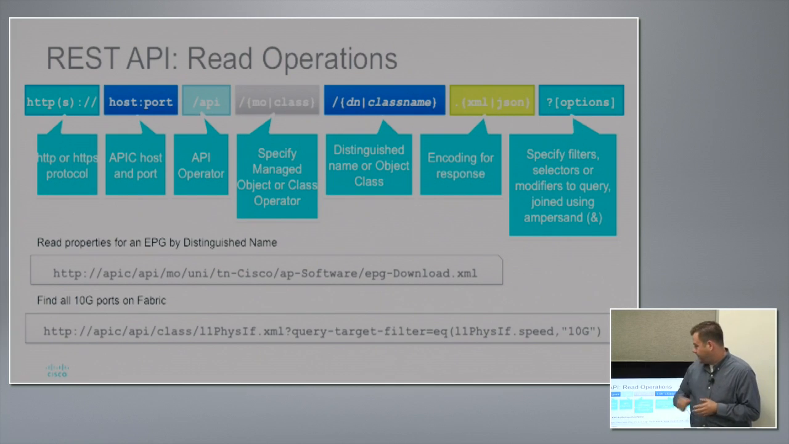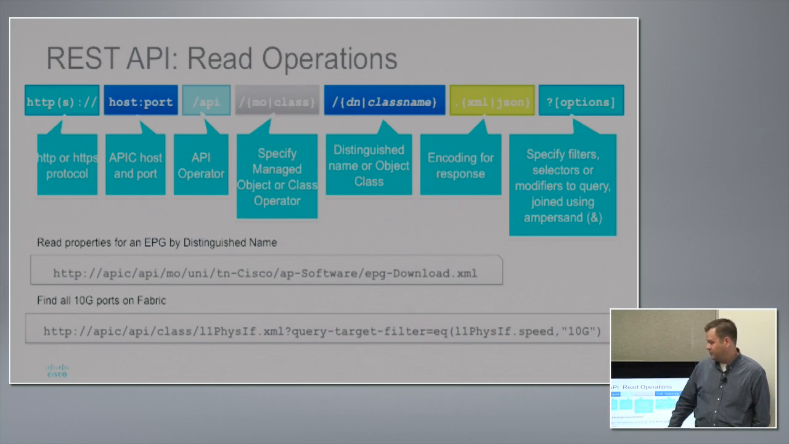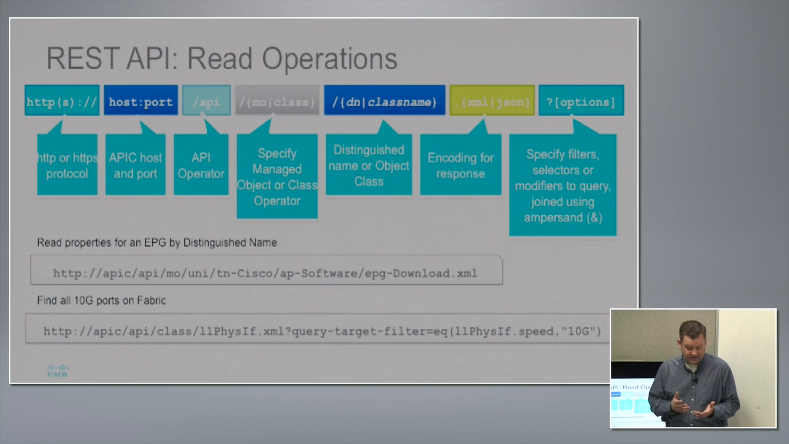And what we have at the end is where the real power comes in. We have a very extensive filtering capability, which is shown at the bottom. We have an example where we can do a query target filter, and in this case, we're looking up interfaces that are 10 gig, right? So you can essentially query any specific thing with any value, and you can use wildcarding as well. So you can get very, very granular.